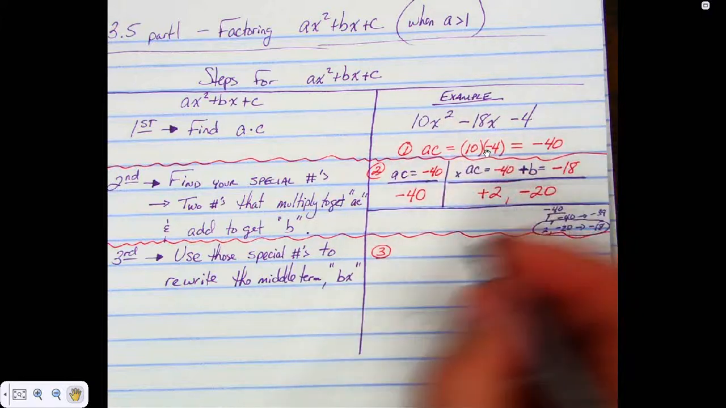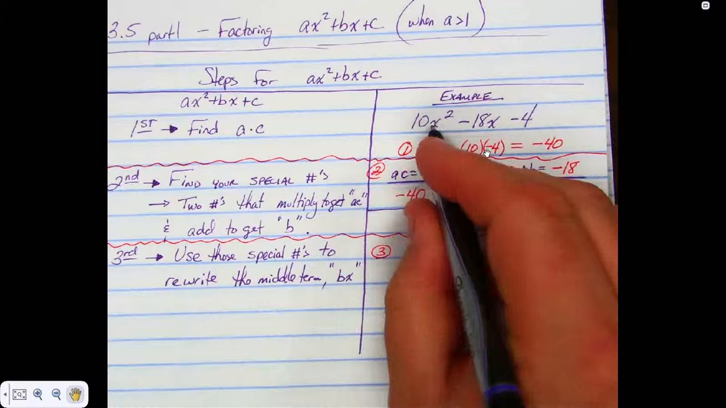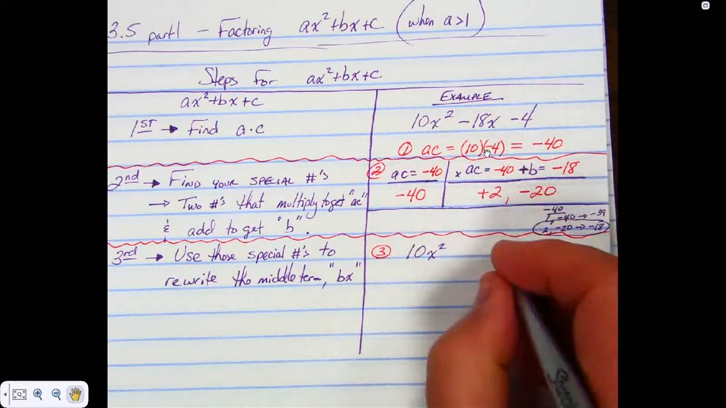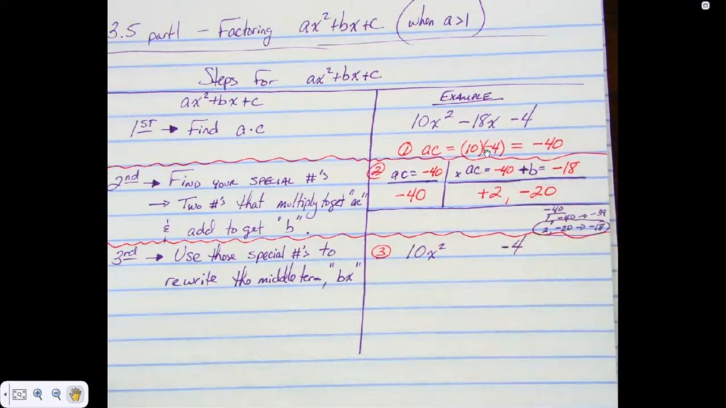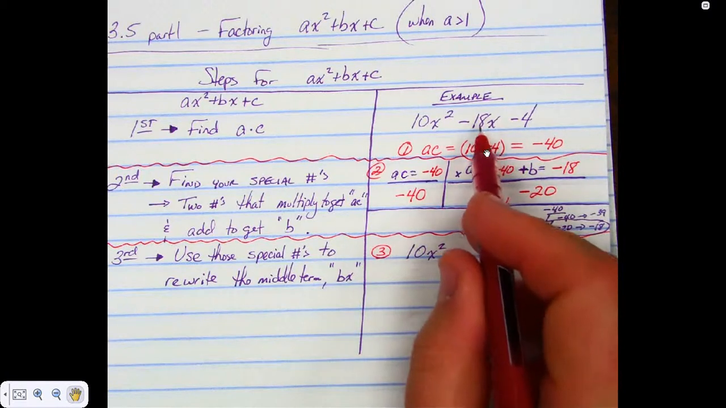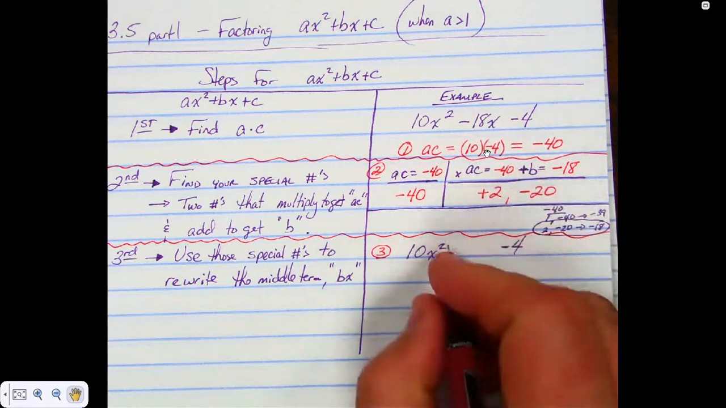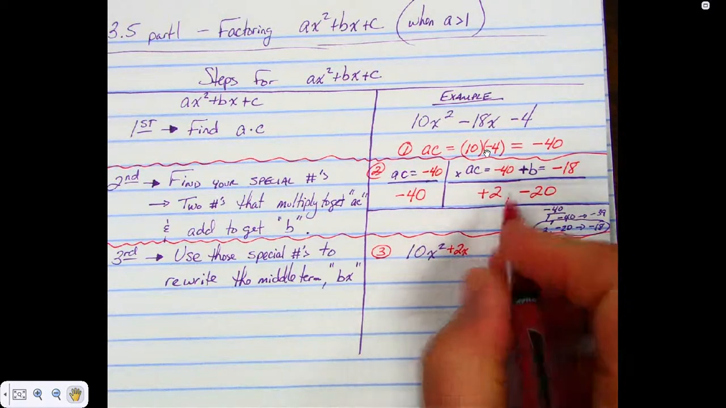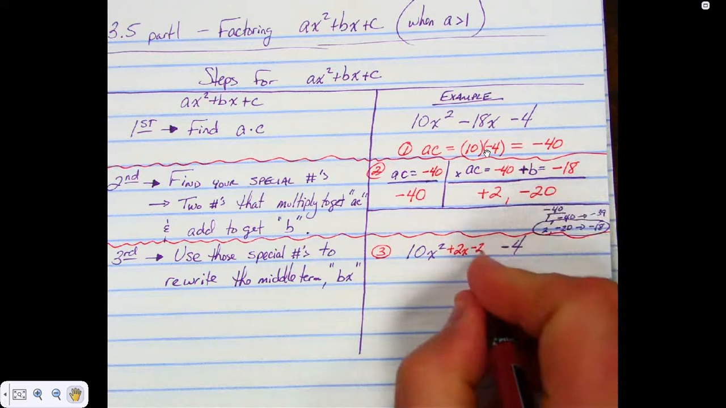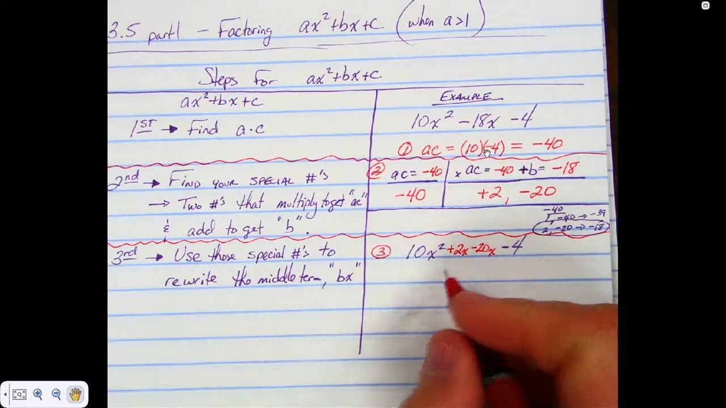So what I'm going to do is leave the first term the same, which in this case is what? 10x squared. I'm going to leave the last term the same, which in this case is a what? Negative 4. But then I'm going to use these two special numbers that I found to rewrite the middle term. So instead of negative 18x, I'm going to write plus 2x minus 20x. You see how it's the exact same thing? It's like you didn't simplify, right? So write that down.